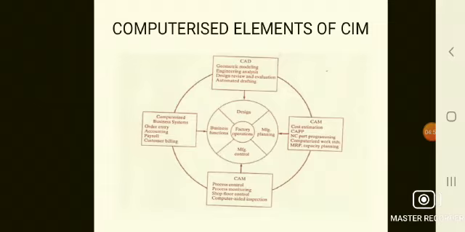Then engineering analysis, in which after creating the 2-dimensional or 3-dimensional drawing, we analyze whether the particular design is suitable for the production operation. Then design review and evaluation. After analysis, if it is suitable for production, fine; if any correction is needed, it goes to design review and evaluation. Next it goes to automated drafting.